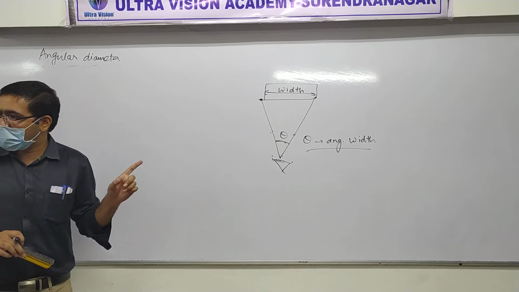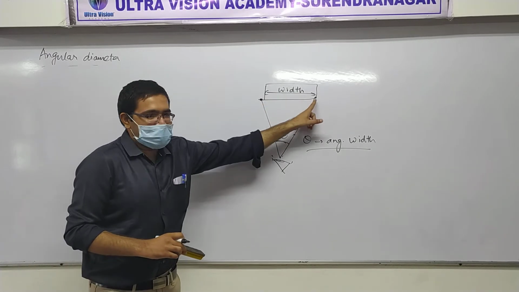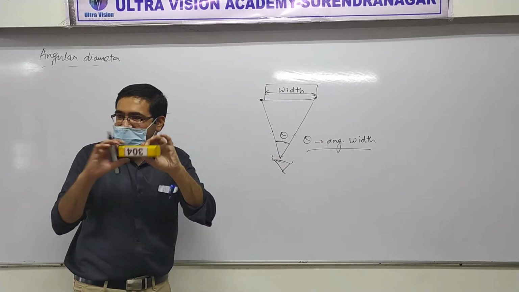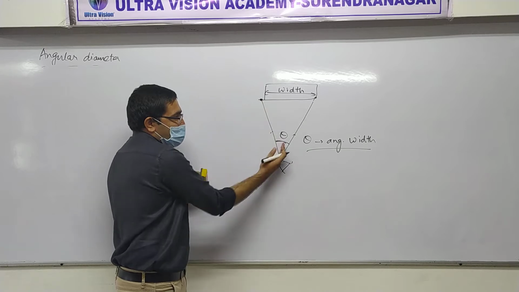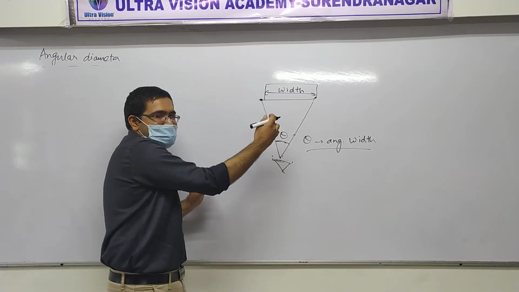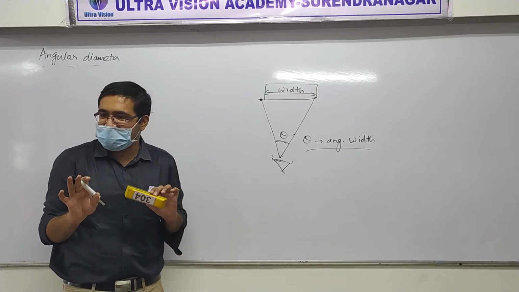Clear or not clear? Then when we see any object, the duster for example, you all are seeing the duster. So at your eye, you can think of light going this way, light going this way. So this is the angle between them. Clear? Fine? Got it or not?